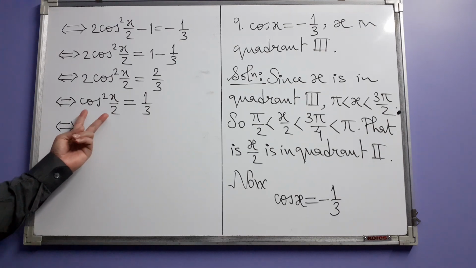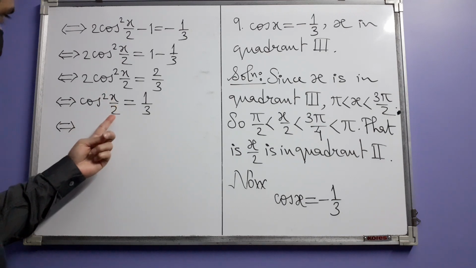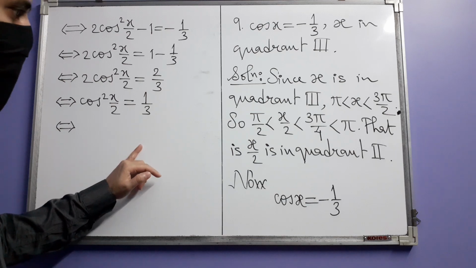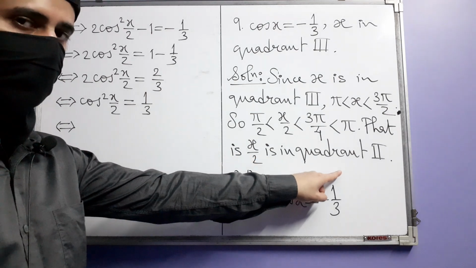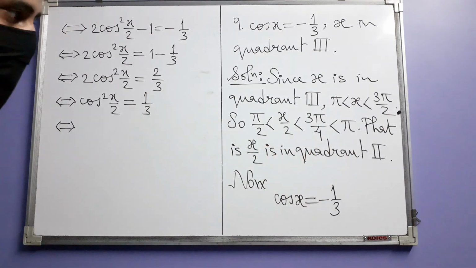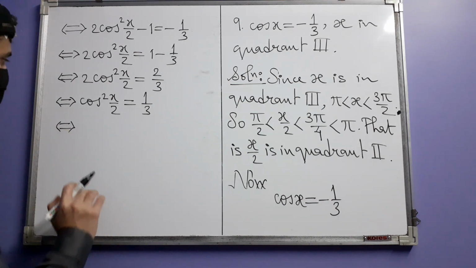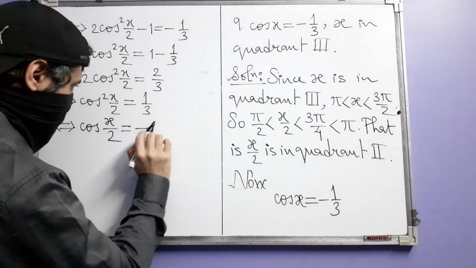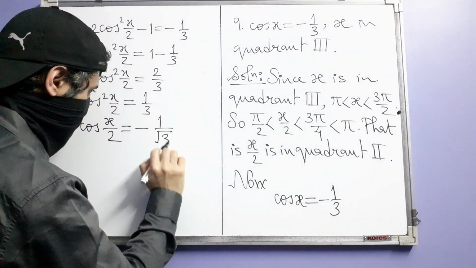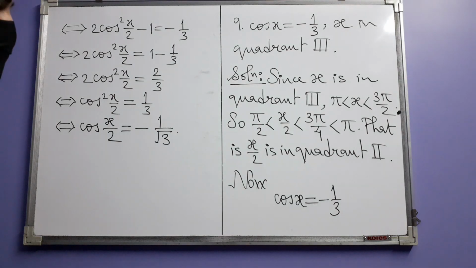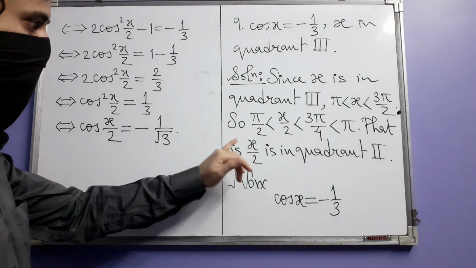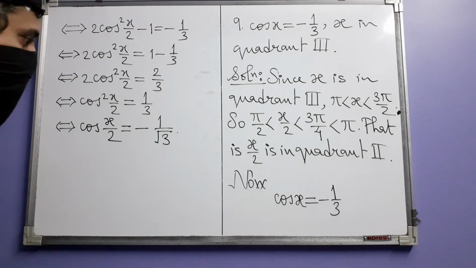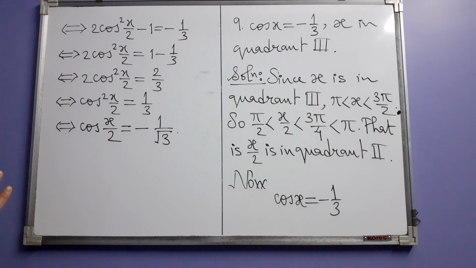In general, if you simply have this now, without any information on what x is or where it lies, you will have to write plus or minus. But because we now have this information that it's in quadrant 2, so cosine is minus 1 divided by square root of 3. If you want, here you can again mention that since x over 2 is in quadrant 2, for exam purpose. Okay, so we have found cos x over 2.